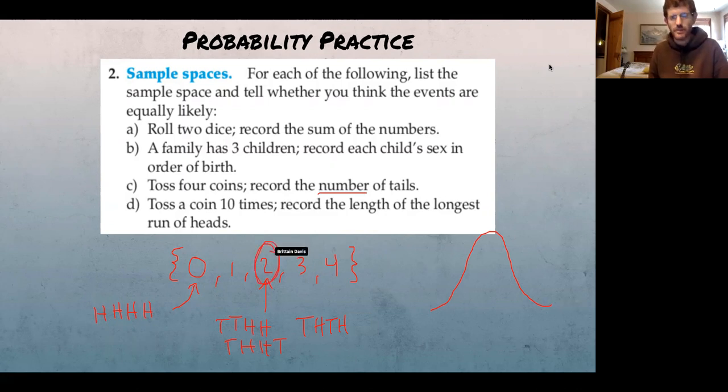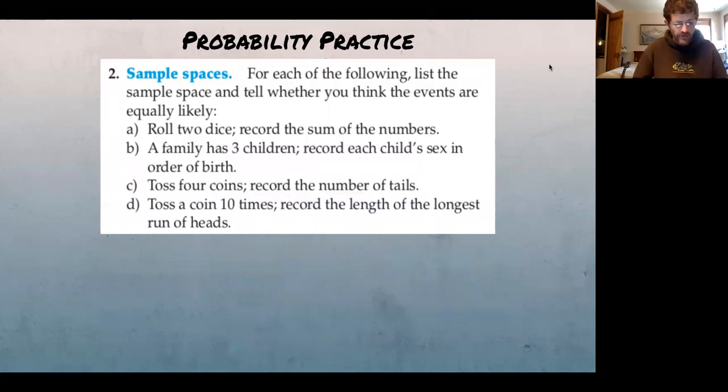But that's okay. I mean, it's just conceptually think through it. I don't think you're going to have a question like this, but it's good just to get your brain moving. Okay, and the last one. Toss a coin 10 times. Record the length of the longest run of heads.